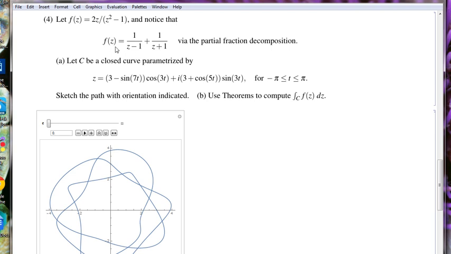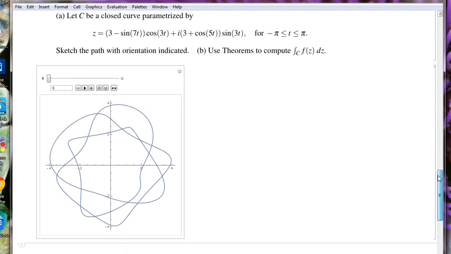From here you can easily see the singularities, and it's separated over the sum, so the integral will behave nicely. You can integrate over this term and over that term separately. That's one hint. And if you use Mathematica and sketch this function as a parametric curve from negative pi to pi, it looks like this. I'm going to pull it up a little bit more, so it looks like this.